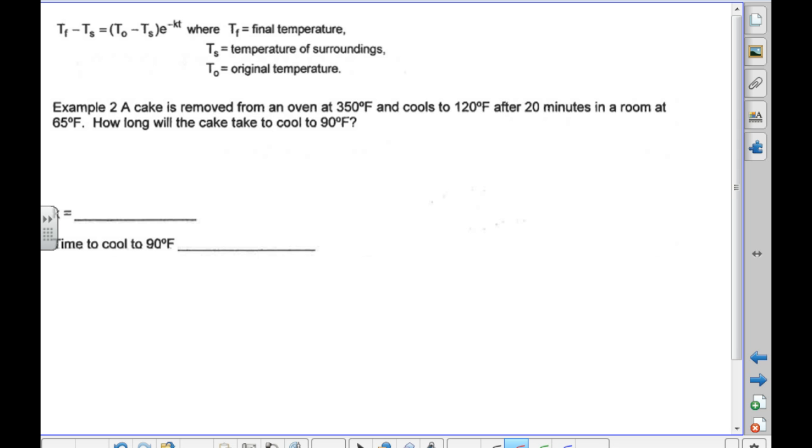Example 2 makes me hungry. Okay, we take a nice warm cake out of the oven that was at 350 degrees. In 20 minutes it cools down to 120, but it's still too hot to frost, so we have to wait for it to cool a little bit further, down to 90. So what do we want to do?